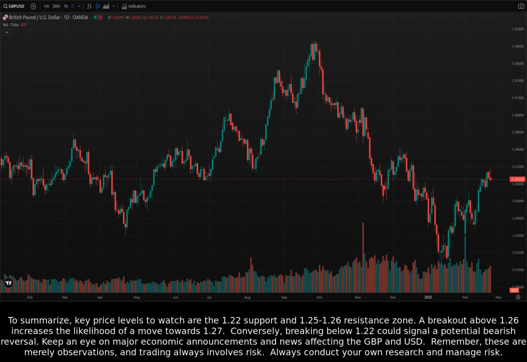To summarize, key price levels to watch are the 1.22 support and 1.25 to 1.26 resistance zone. A breakout above 1.26 increases the likelihood of a move towards 1.27. Conversely, breaking below 1.22 could signal a potential bearish reversal. Keep an eye on major economic announcements and news affecting the GBP and USD.